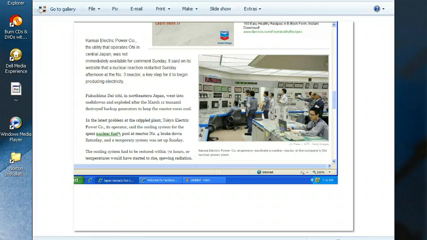Fukushima Daiichi in northeastern Japan went into meltdowns and exploded, as we know, after the March 11th tsunami destroyed backup generators that kept the reactor cores cool. In the latest problem at the crippled plant, Tokyo Electric Power Company, its operator, said the cooling system for the spent nuclear fuel pool at reactor number 4 broke down Saturday and a temporary system was set up Sunday. The cooling system had to be restarted within 70 hours, or temperatures would have started to rise, spewing radiation.